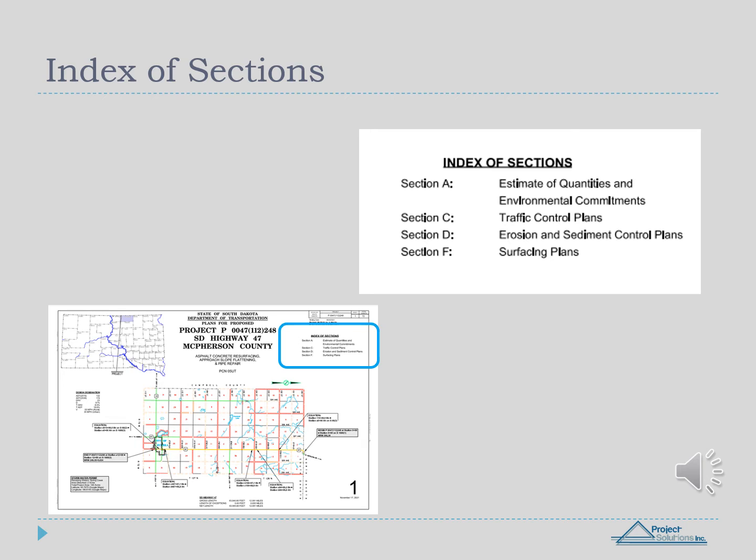Below the title block, you will find the index of sections. This tells you where to find things like the traffic control plans and estimate of quantities in the set of plans.